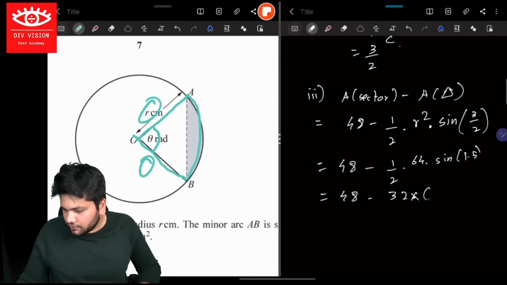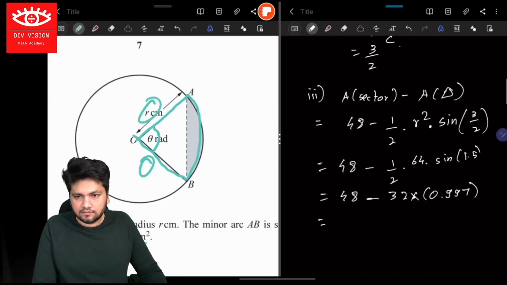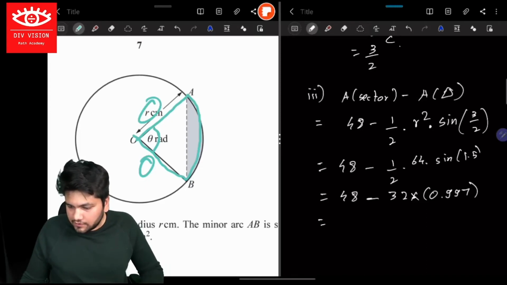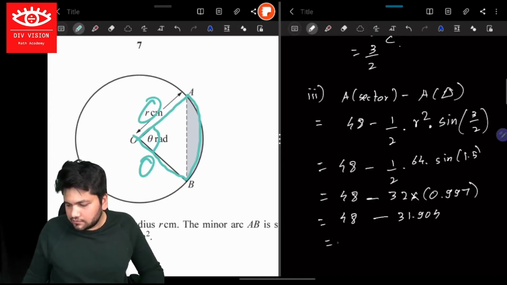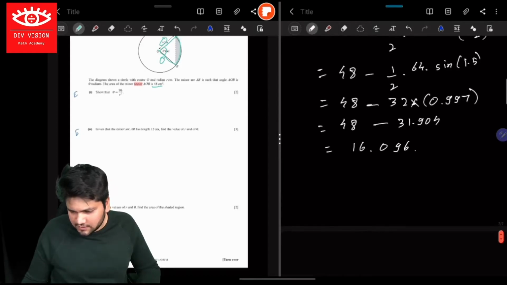0.997. So 0.997. Just to see that. Which is going to be 48 minus 31.904. And that is going to be how much? That is going to be 16.096. Yeah, that's what your answer is going to be. Okay, so this is how we got 16.096.